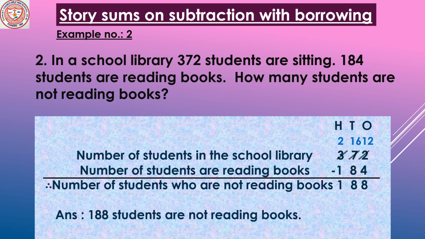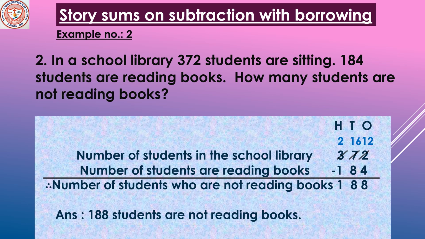Remember, always write HTO, then write the numbers according to their place value, and after that you have to put the minus sign before the subtrahend. Okay. Now, before writing the third statement, we have to do subtraction, isn't it? Here we have to subtract 184 from 372. So again we have to follow the steps.